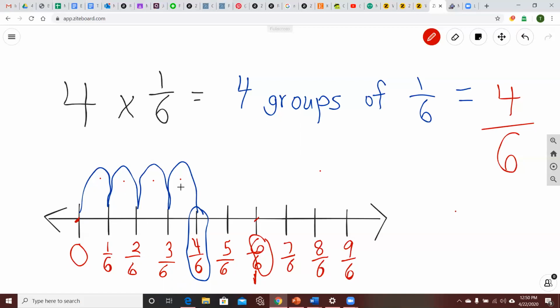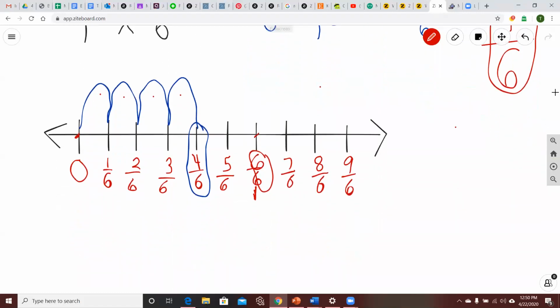So I made my jumps or my groups, and then I circle where I landed on, or if I'm using paper, I can highlight, and I landed on 4/6. Therefore, 4 times 1/6 equals 4/6. All right, let's look at another one.